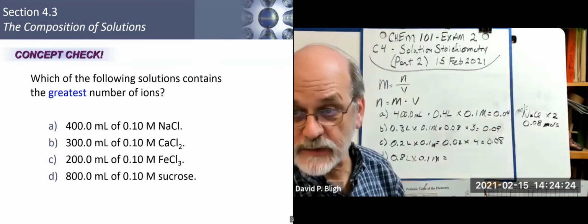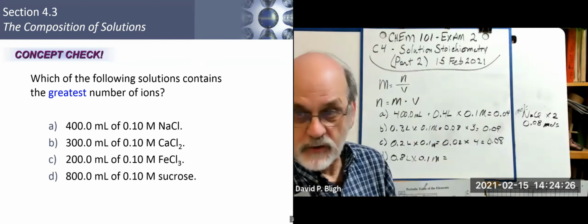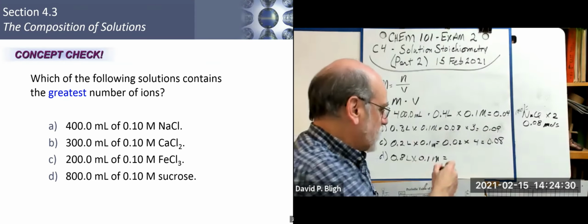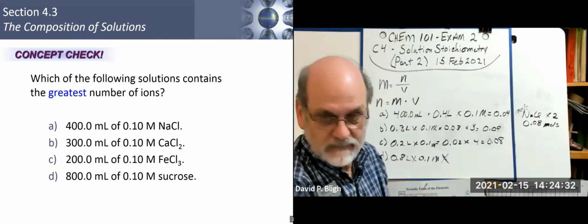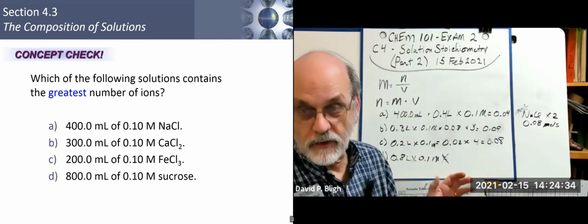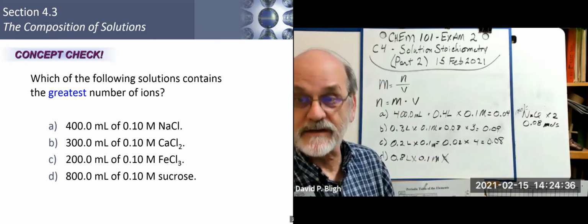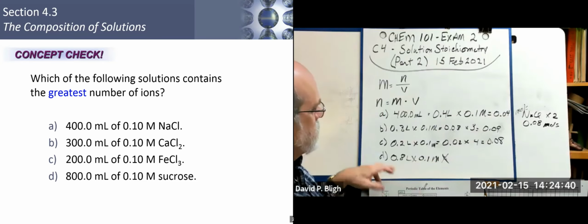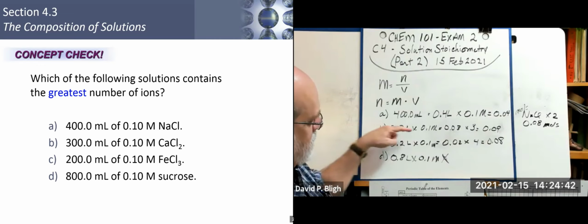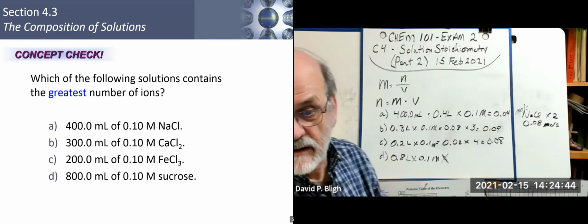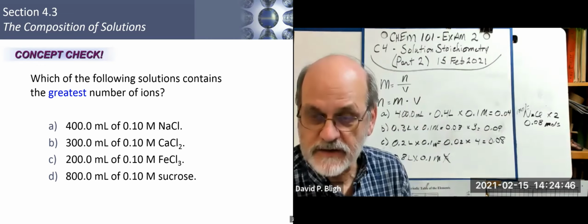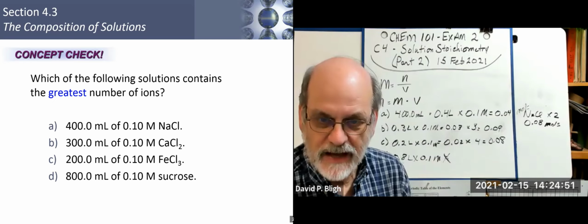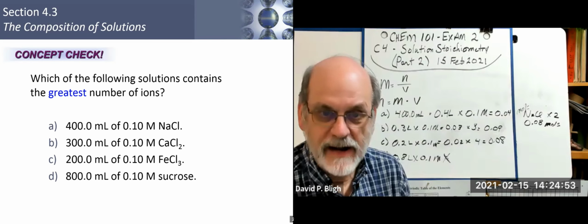Okay, what's wrong with this picture? Sucrose does not ionize. So it doesn't matter. It doesn't make ions. So throw it out, because the question says, which is the greatest number of ions? Well, our calculation so far says that this one, B, calcium chloride, under these conditions and these volumes, makes the most ions. Okay?